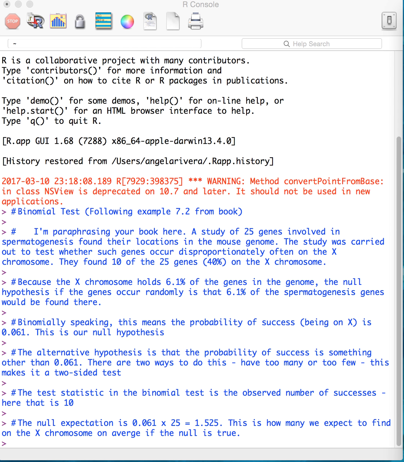So, the null expectation here is that 6.1% or 0.061 proportion times 25 spermatogenesis genes is equal to 1.525 genes on the X chromosome on average. So this is how many that we would expect to find on the X chromosome if the null hypothesis is true.